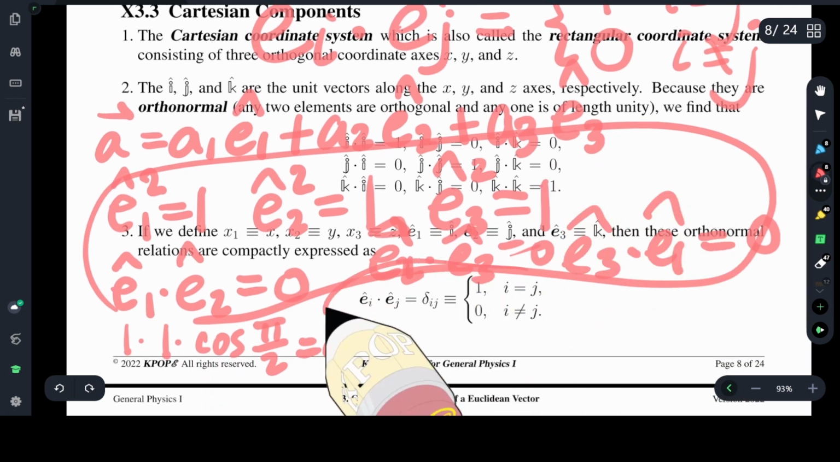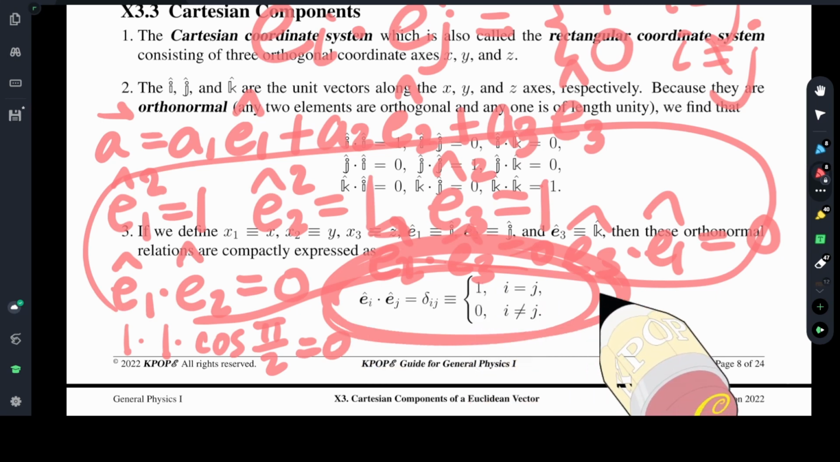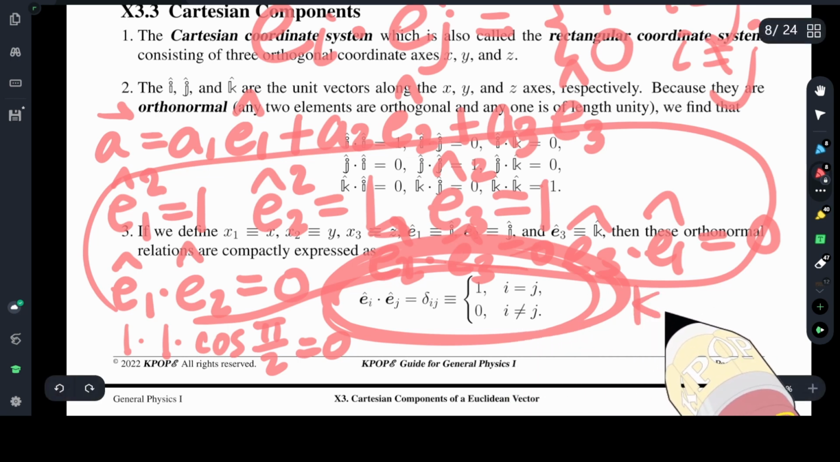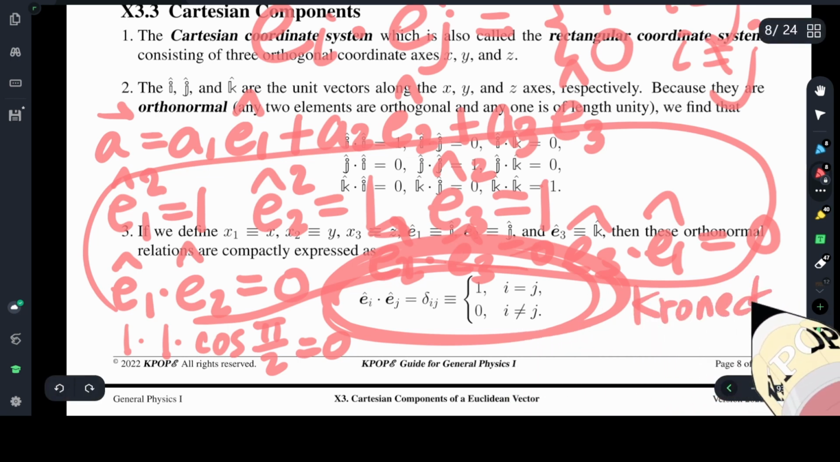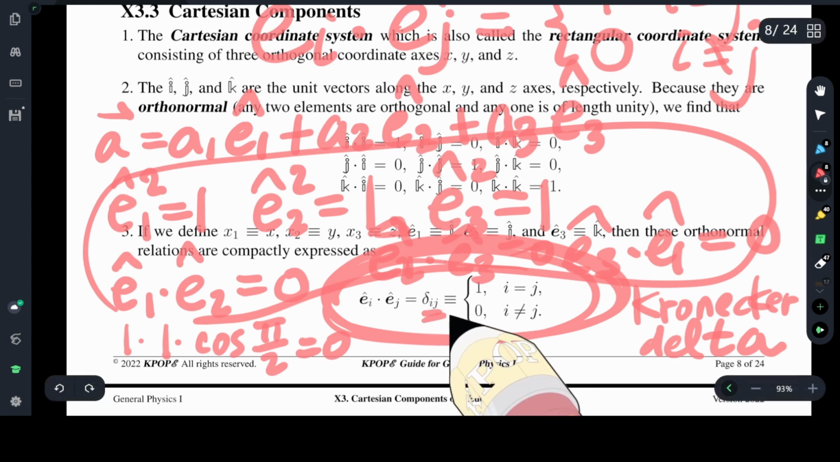So this is a simple relationship for the three basis vectors of the Cartesian coordinate system. These numbers are called the Kronecker delta. Kronecker delta is a very simple number. If subscripts i and j are the same, then the value is unity. If subscripts i and j are different, then the value is 0.